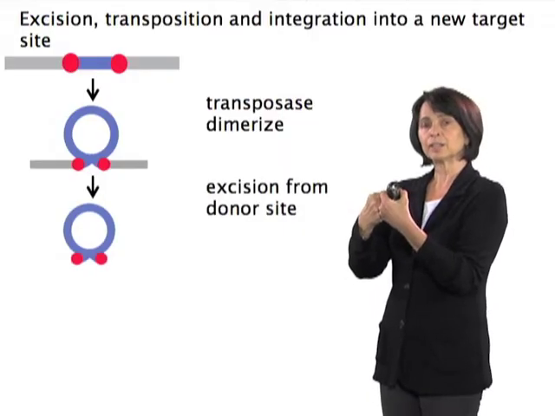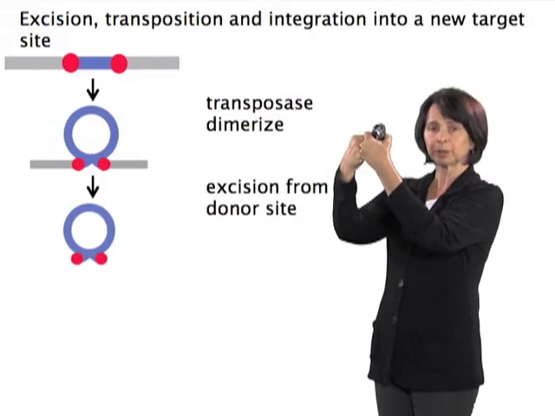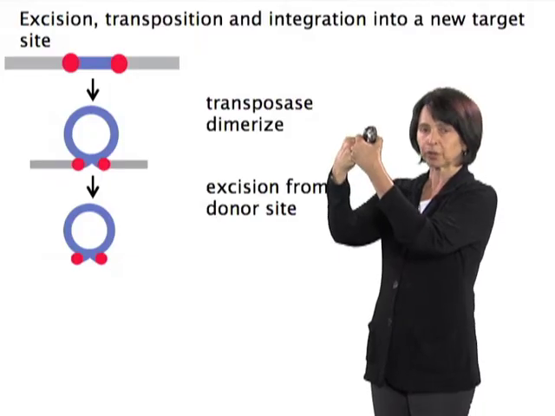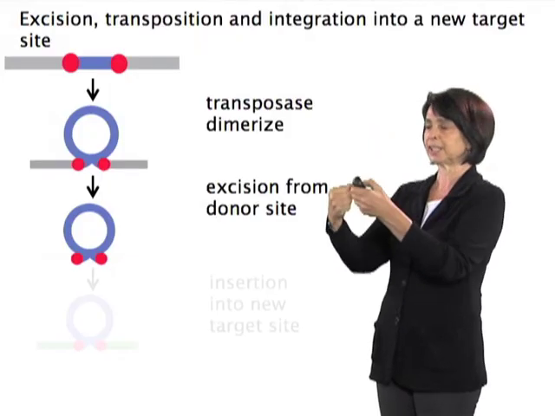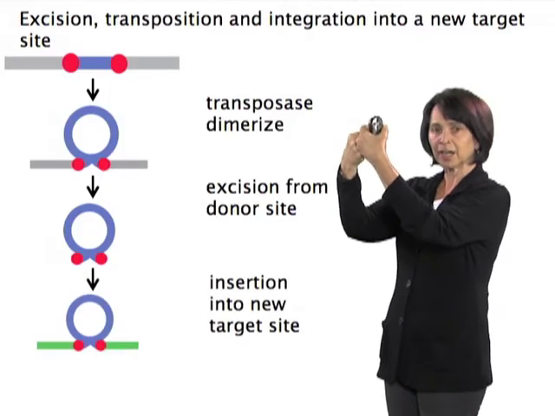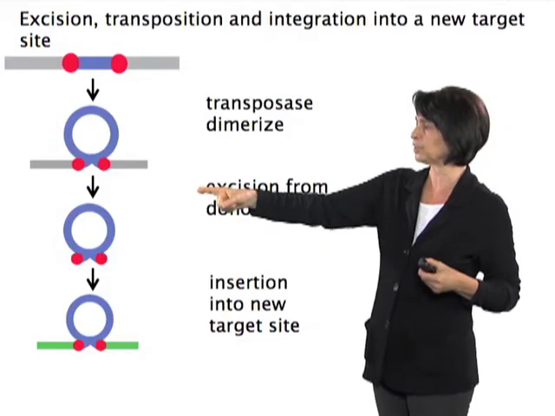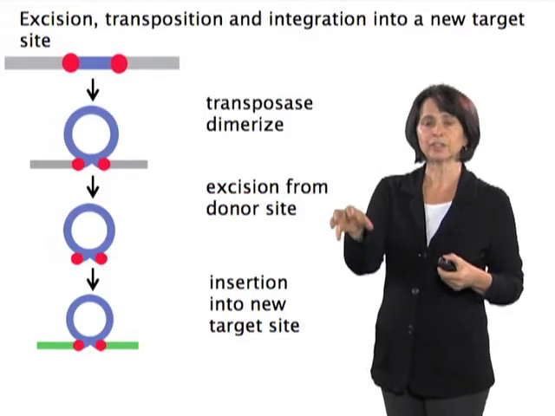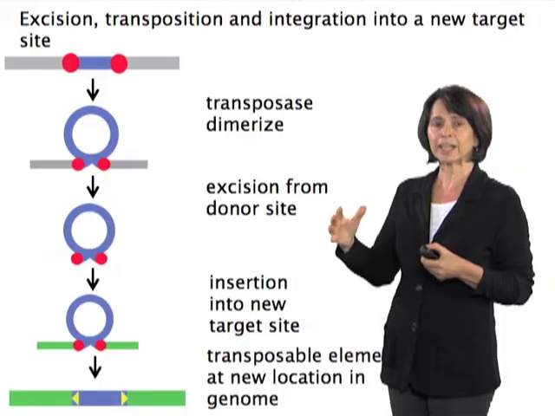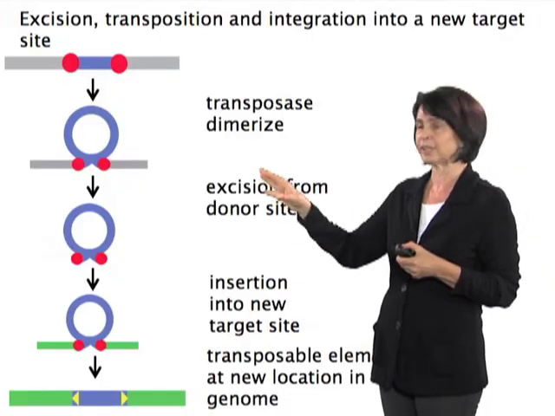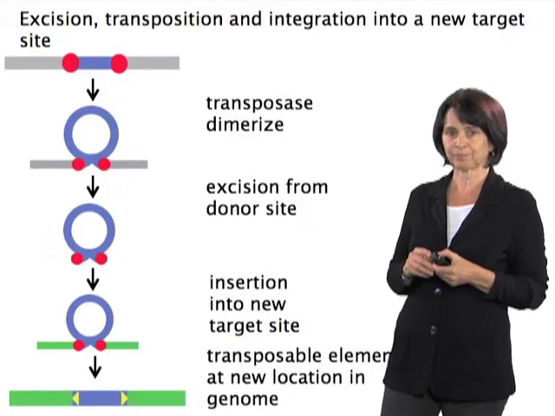They then cleave the transposable element out of what's called the donor DNA, out of the rest of the DNA. And that entire complex, as you see here, then can insert somewhere else. So what we end up with is a transposable element in a new location in the genome.